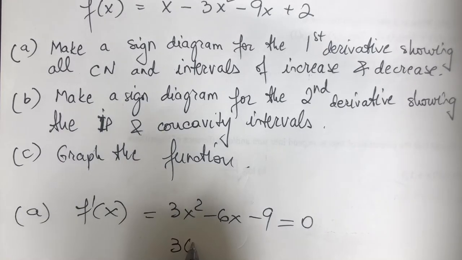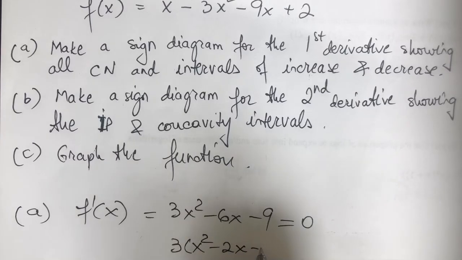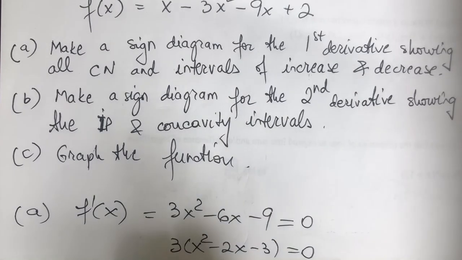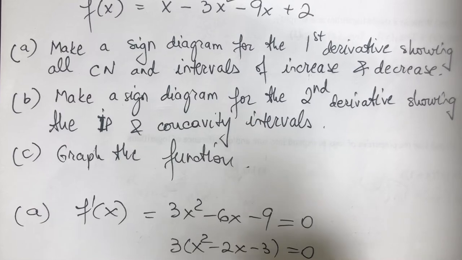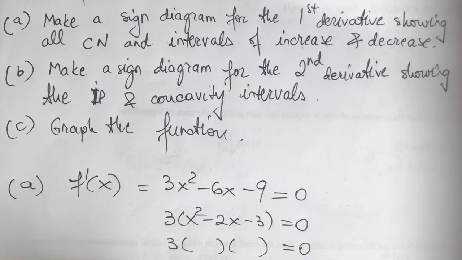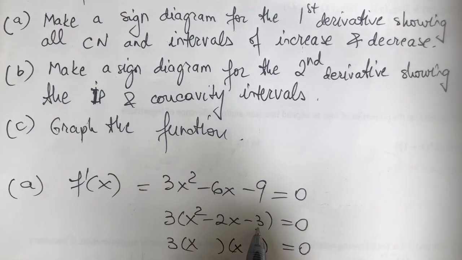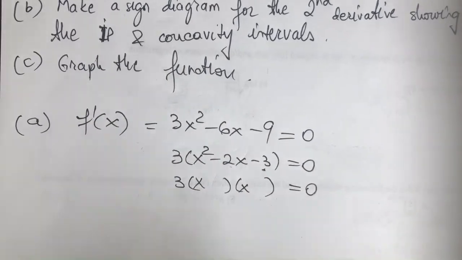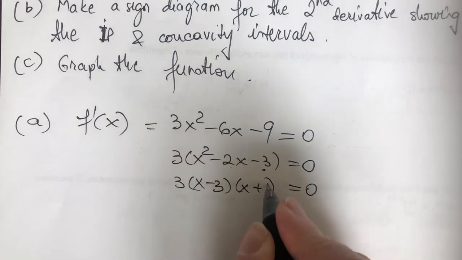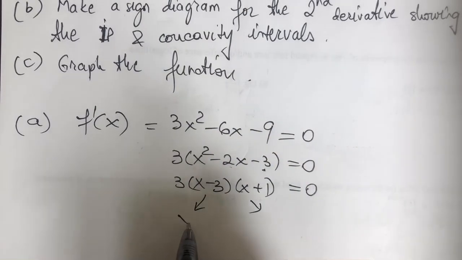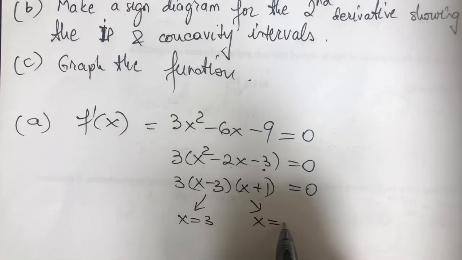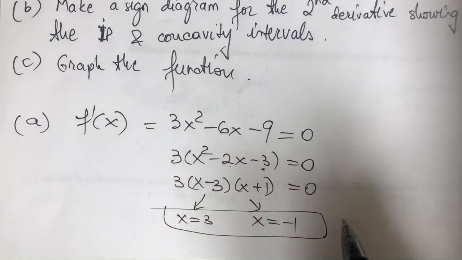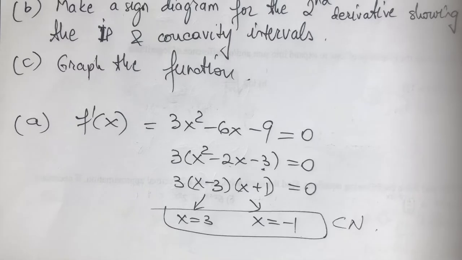So I'm going to factor out a 3 here, and then I can further factor this trinomial into an x and an x. Numbers that multiply to -3 and add up to -2 are -3 and +1. So the two solutions would be 3 and -1. As we had said, these are critical numbers. You find critical numbers where the derivative equals 0 or it's undefined.